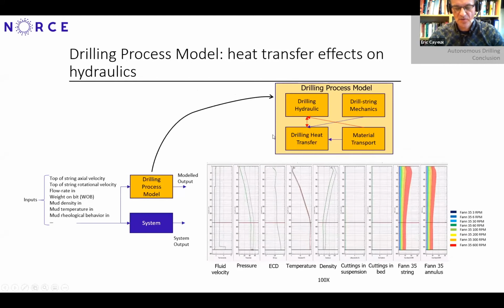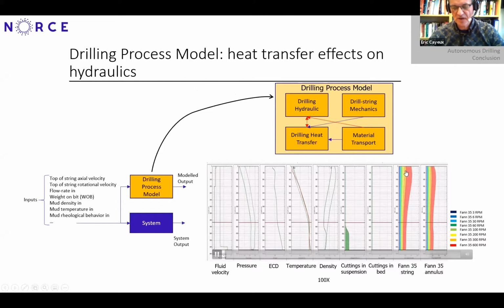So this is reflected through this simulation, where we can see how temperature and transport of cuttings is actually changing the rheological behavior of the fluid. The rheological behavior of the fluid is shown inside the string and inside the annulus. So this is the string trace and this is the annulus trace.